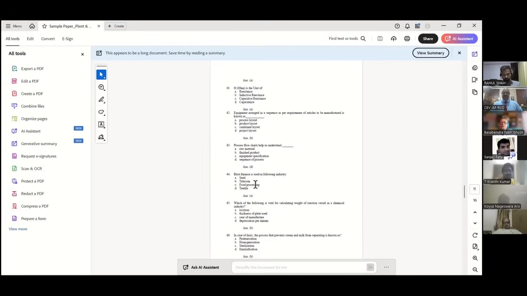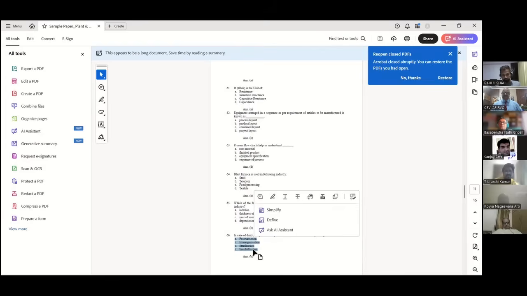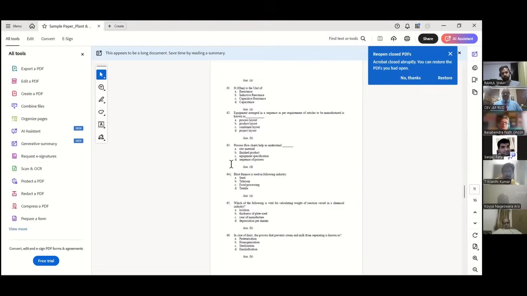Blast furnace is used in the steel industries. Which of the following calculates the weight? Dairy industry, pasteurization process: which of the following transfers heat from one unit to another unit? It is a heat exchanger. Equipment arranged in the sequence as per the requirement of the product. It is a product layout, where the machinery is arranged one after another according to the process.